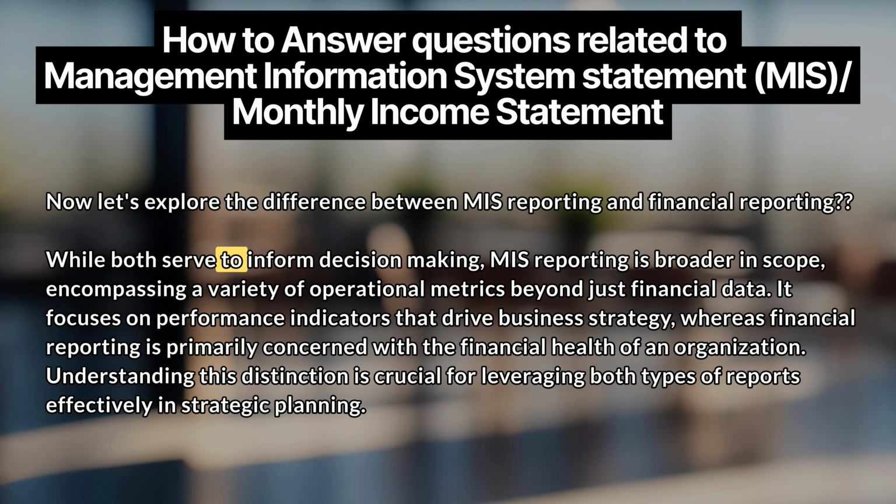Now, let's explore the difference between MIS reporting and financial reporting. While both serve to inform decision making, MIS reporting is broader in scope, encompassing a variety of operational metrics beyond just financial data. It focuses on performance indicators that drive business strategy, whereas financial reporting is primarily concerned with the financial health of an organization. Understanding this distinction is crucial for leveraging both types of reports effectively in strategic planning.